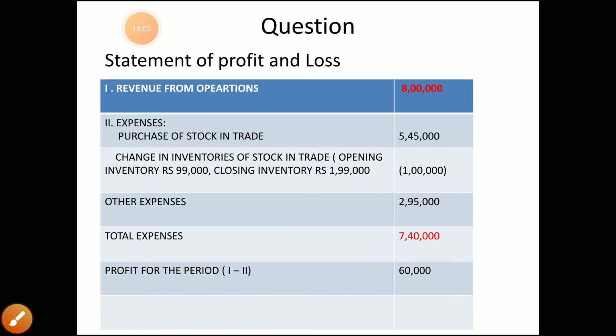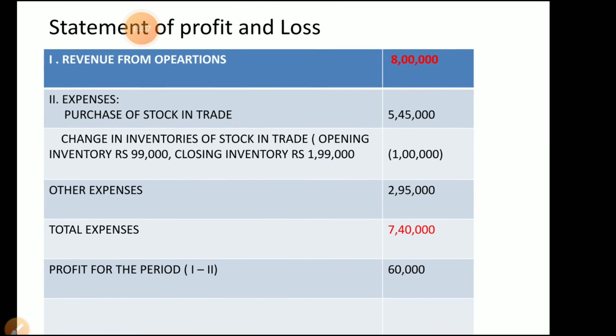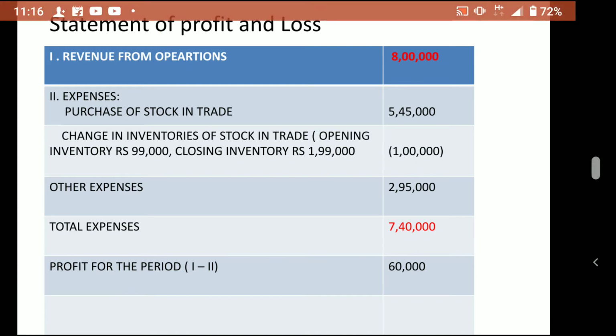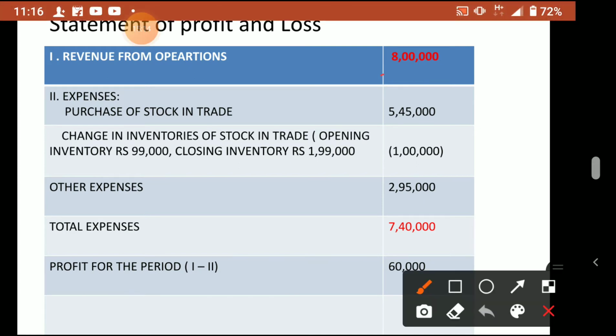I'm giving you this in order to understand the profit and loss statement of companies also. What are the items given here? Revenue from operations is 8 lakhs. Then expenses. This format you remember, I think we discussed it when we studied the company's format. Under expenses, purchase of stock in trade is 5,40,000. Change in inventory is given. Opening inventory is 99,000 and closing inventory is 1,99,000.